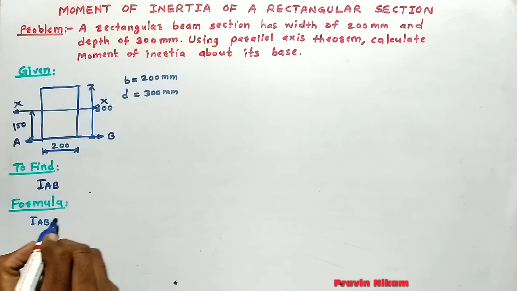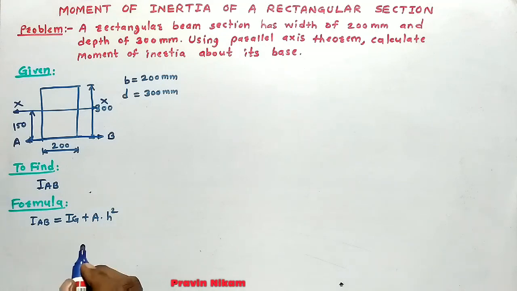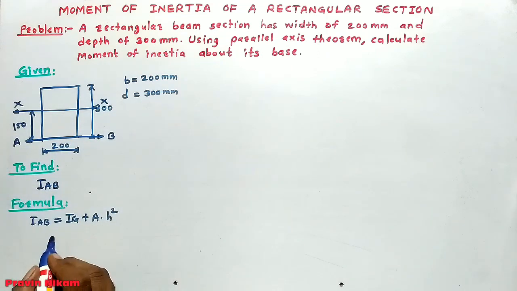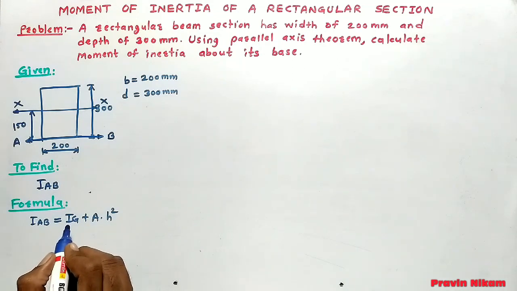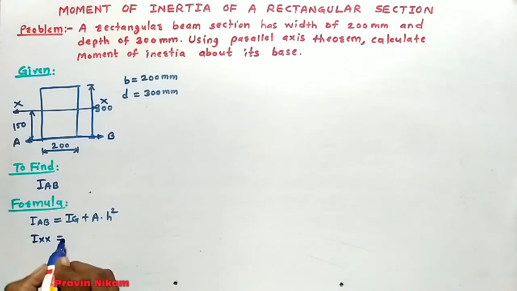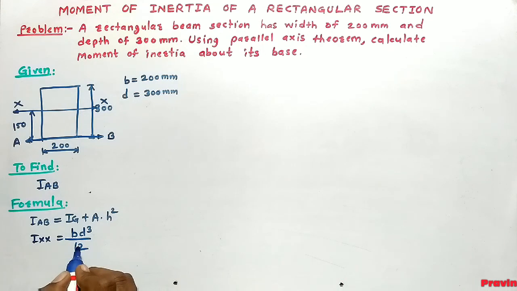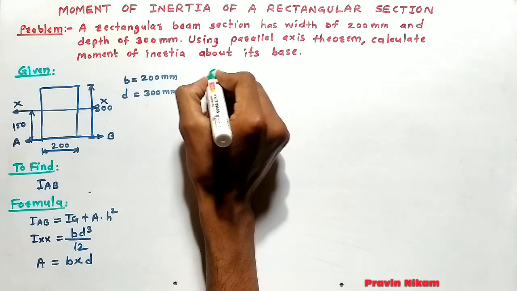So what is the parallel axis theorem? IAB is equal to IG plus A into H square. Here IG, that is the centroidal axis, is IXX, so you can put IXX instead of IG. IG, that is IXX, is equal to B D cube divided by 12. We know the formula for rectangle IXX is B D cube divided by 12, and the area of rectangle is B into D.